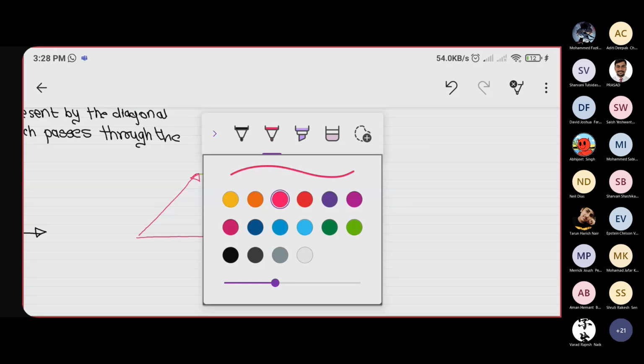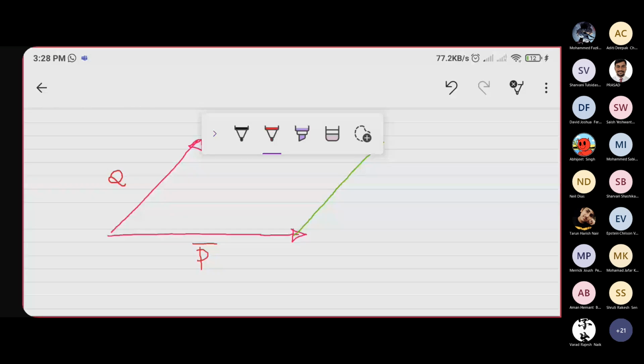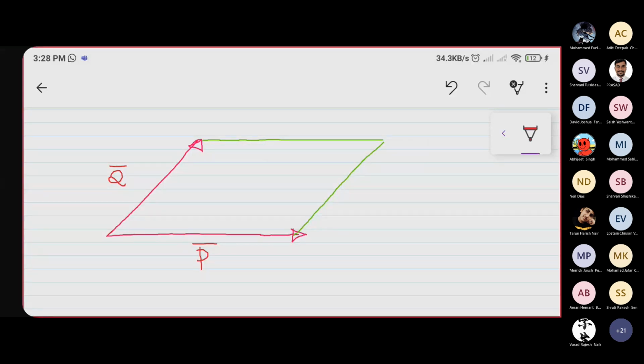This is P bar, this is Q bar. This is P bar, Q bar with direction and magnitude we have represented. Now, what we have to show is that these two forces have magnitude and the diagonal passing through these two forces will be the result.